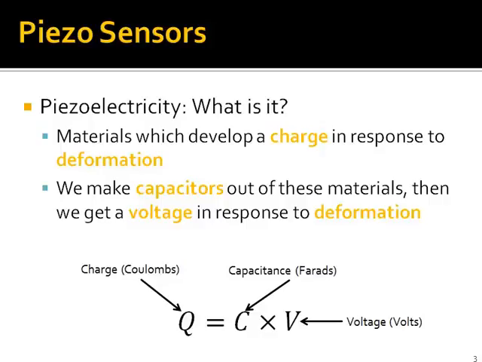Piezoelectric sensors are similar to capacitive sensors in that we're using the electrical property of capacitance to measure a physical property. Piezoelectricity is a property in which a material develops a charge in response to a physical deformation. We take these materials and make capacitors out of them so that we can get a voltage in response to deformation. In other words, the deformation, for example, bending or compression or stretching, causes a charge in the capacitor. Because the charge is changing, we can measure the change in deformation by measuring the change in voltage across the two plates of the capacitor.